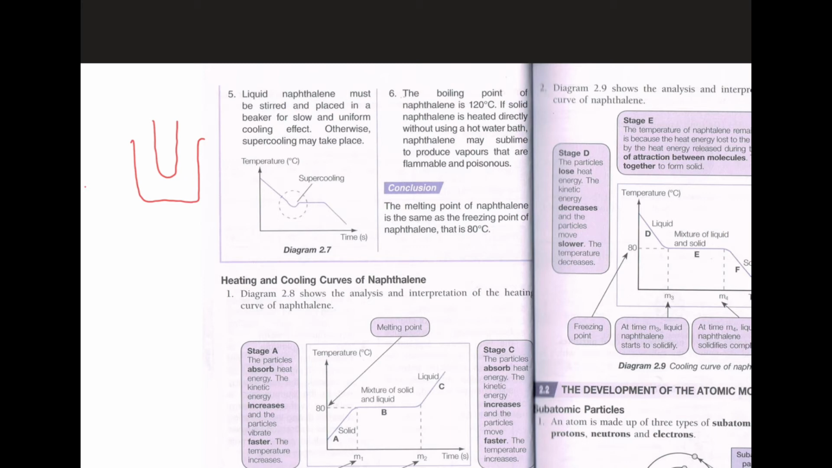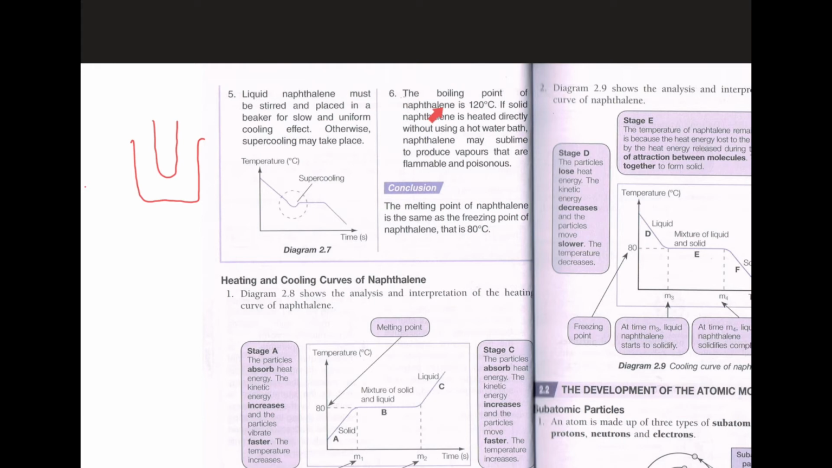Supercooling effect is like they are cooling too fast until it's lower than the freezing point, and then after that they come up again, and then they freeze. Supercooling may happen. Okay, so that's why you have to use a beaker, to avoid maybe the wind from the aircon from blowing to the naphthalene, or maybe the cold air to make it cold too fast.